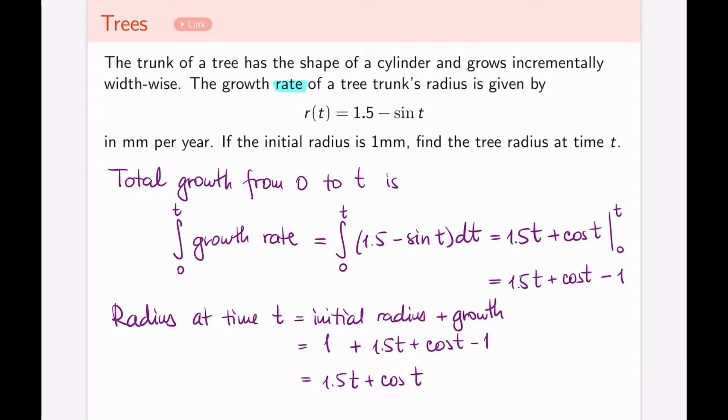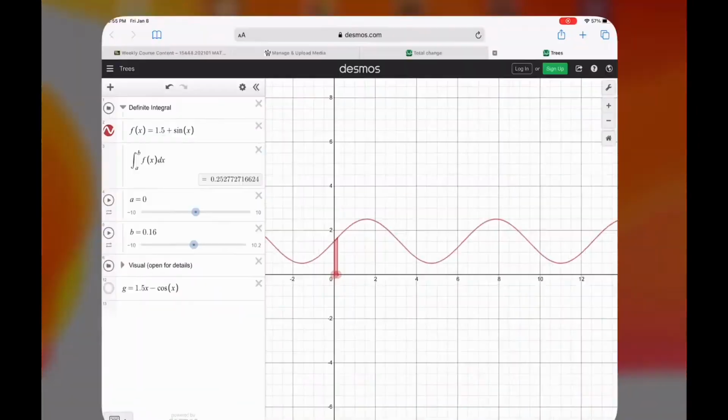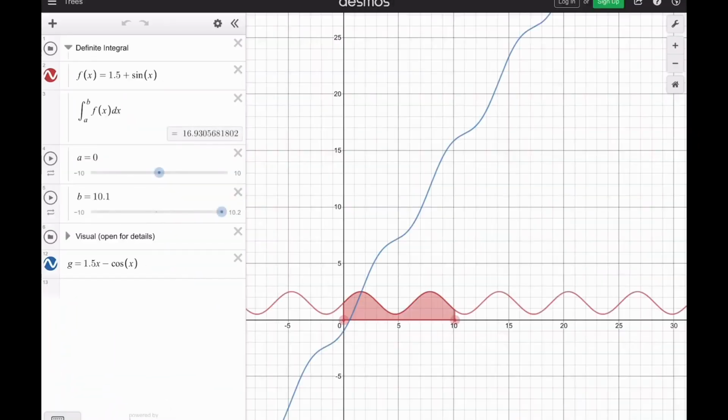Take a look at this example and try to think of another way to actually approach it, because there is a slightly different variation on the actual process to implement this initial radius and account for it in the integration process itself. What we can look for here too, though, is we actually know the functions. So the function for the growth rate is given by this, and the function then for the radius is given by this. Let's graph them and see if this is something that we can recognize.